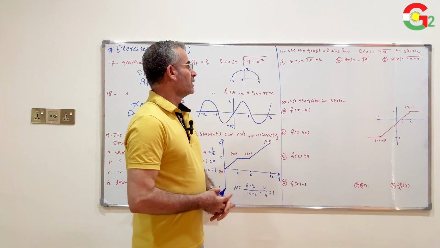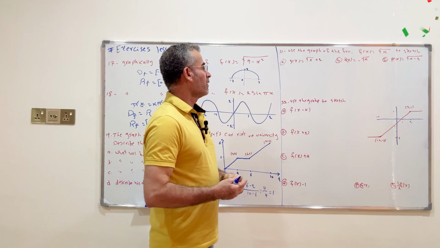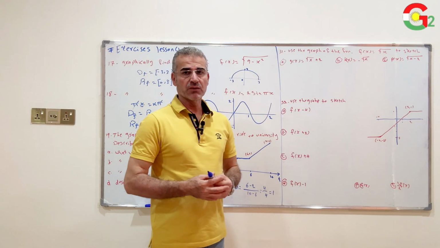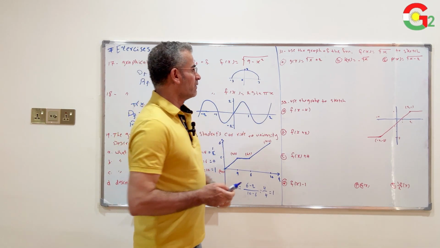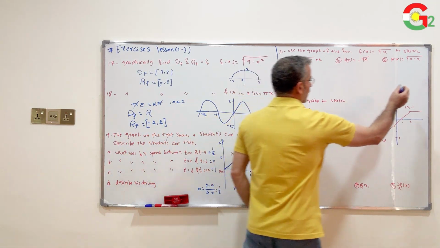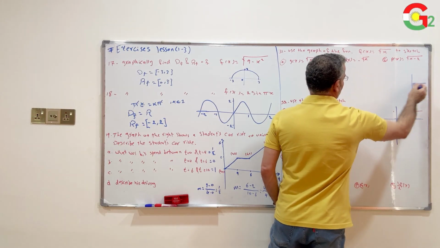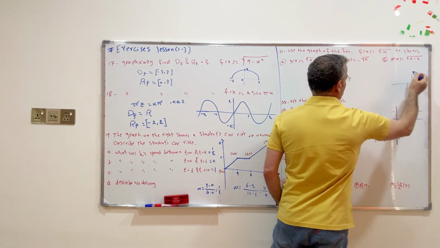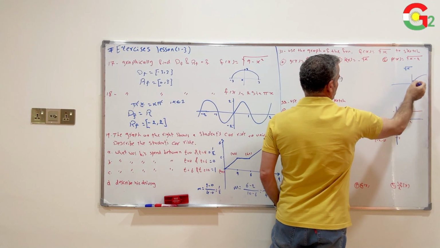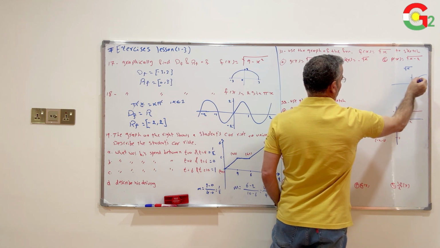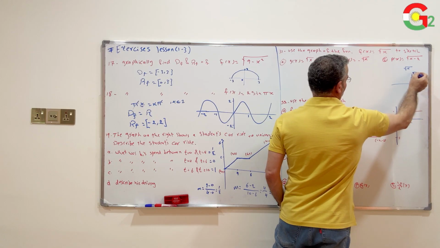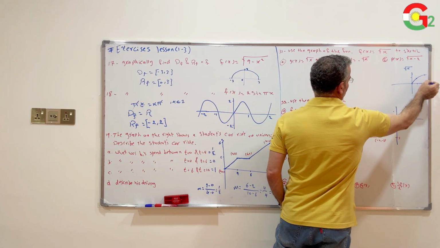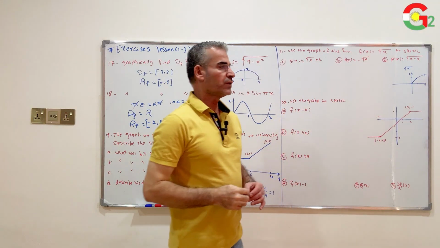Number 31. Use the graph of the function f of x equals square root x to sketch the graph of these three functions. As you know, the graph of square root x is like this: when x is 0, y is 0, when x is 1, y is also 1, when x is 4, y is 2. This is the graph of square root x.